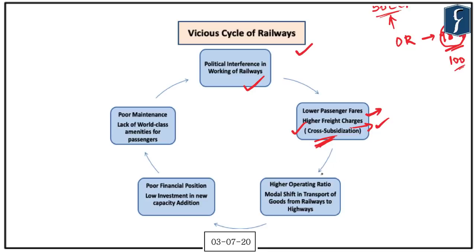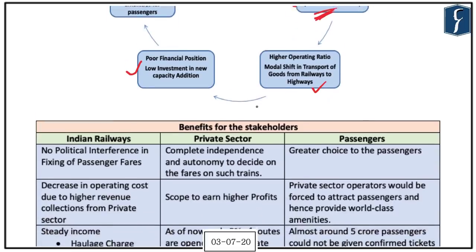And this cross-subsidization leads to a higher operating ratio, as we saw, because we are not increasing the passenger fares. And the higher freight charges lead a lot of people to shift to other modes of transport, mainly trucks on highways, which then leads to less revenue for Indian Railways and hence low investment in new capacity addition, which ultimately results in poor maintenance and lack of world-class amenities for passengers, and then this cycle continues.